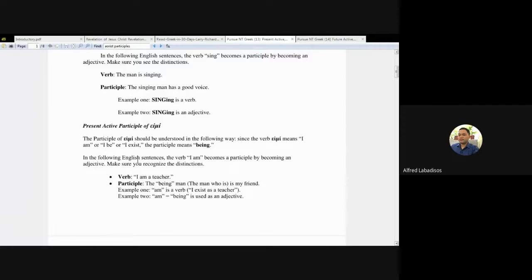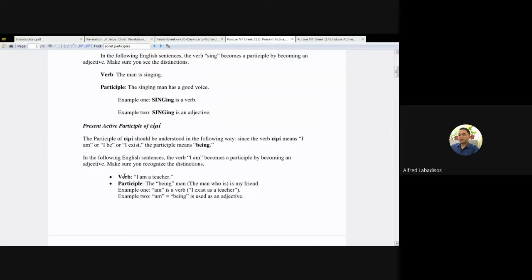Now, in the following English sentences, the verb "I am" becomes a participle by becoming an adjective. Make sure you recognize the distinction between the verb and the participle, because again, participles are built on verbs. However, they have the characteristics of an adjective. It has gender, number, and case.